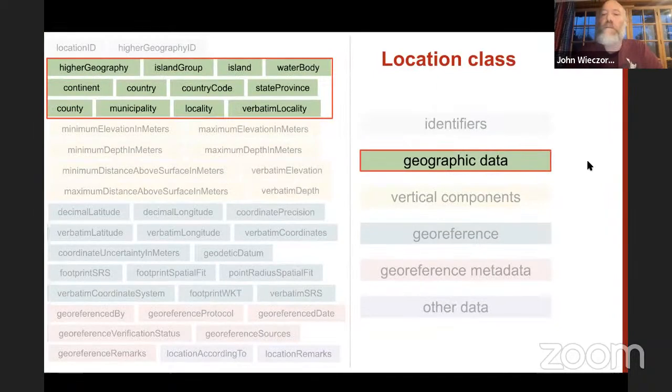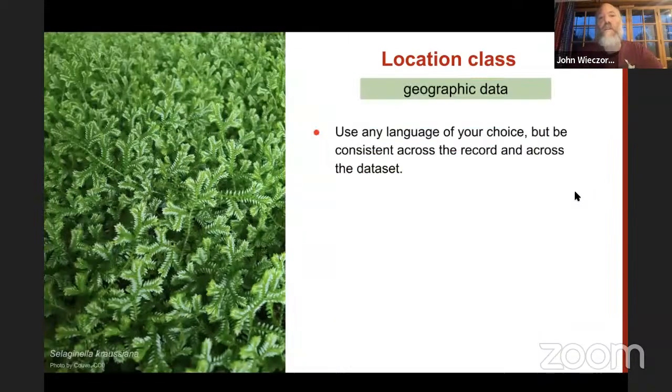Then let's go back to the second category, and this one's fairly simple. It's the category of geographic data. These are the terms that are the very broad descriptors of place. So for all of the geographic terms, you're invited to use any language of your choice, but it would be ideal to be consistent across the record and across your data set.